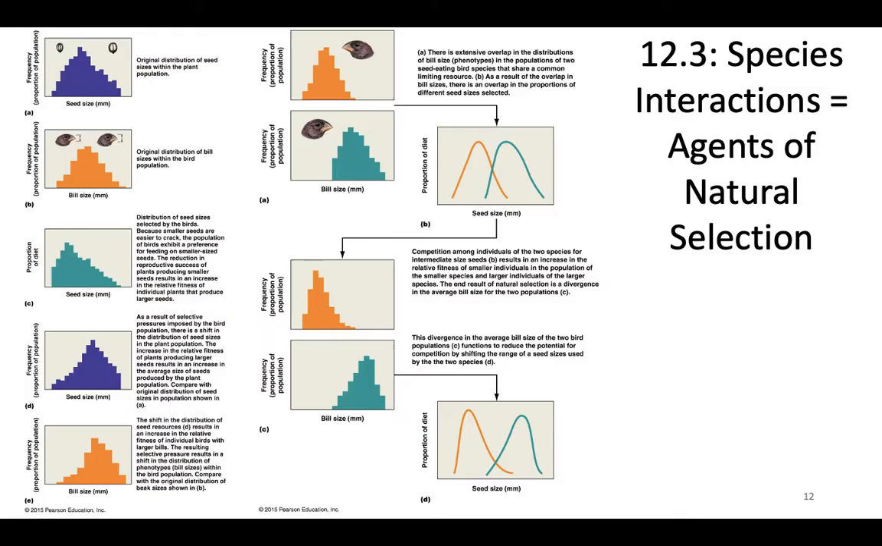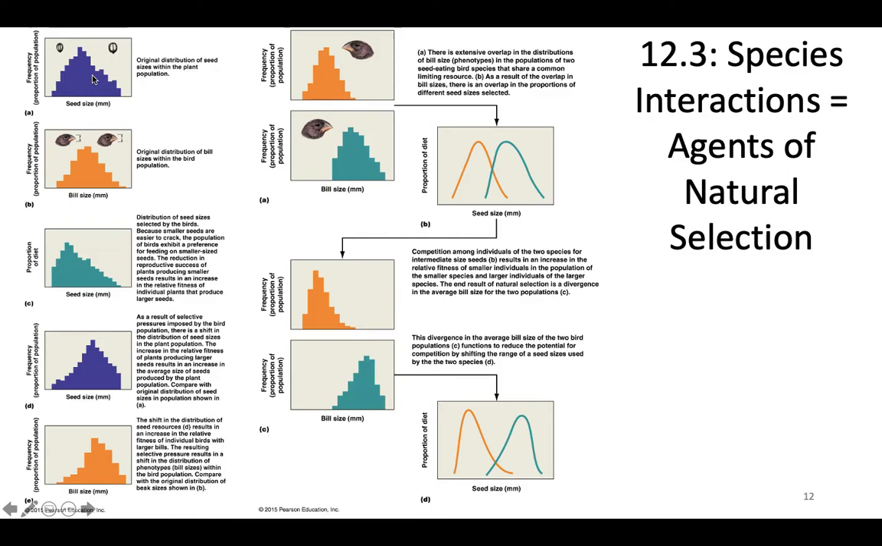So let's talk about, you can't talk about agents of natural selection and species interaction without talking about Darwin's finches. Hopefully, this is more review from GenBio 2, but it's just such a really great example of how species interactions can influence natural selection that I just want to go over it in detail, and it's outlined in your textbook. So, in this scenario, this is the original distribution of seed sizes. Species A would be the seeds, species B would be the original bird ancestor.